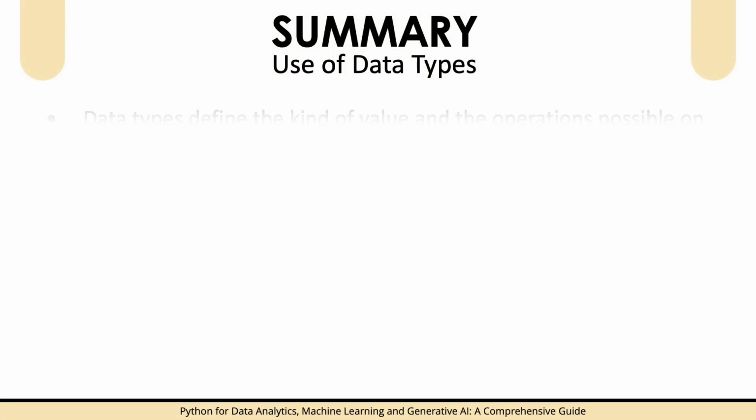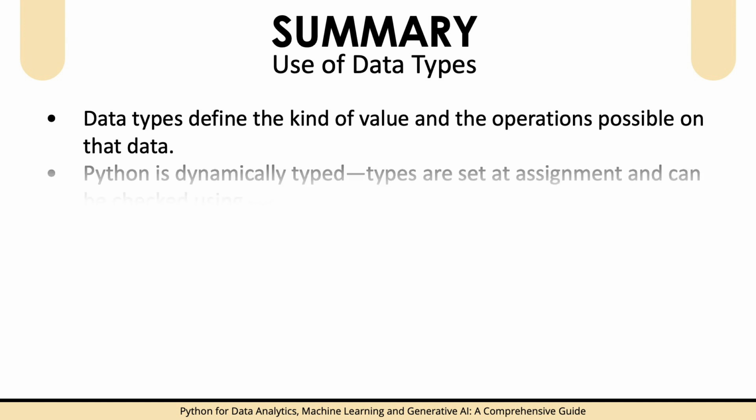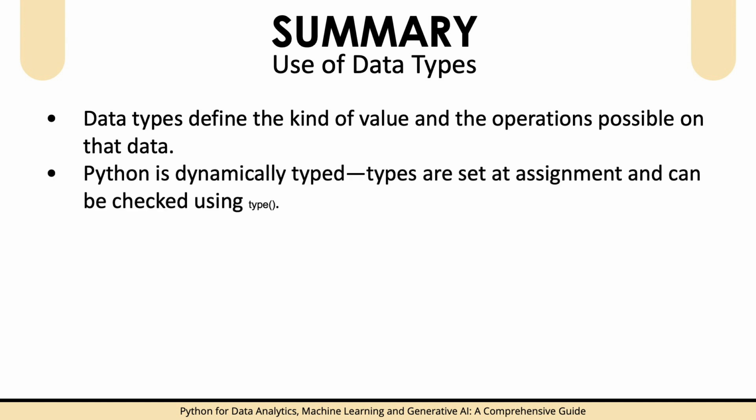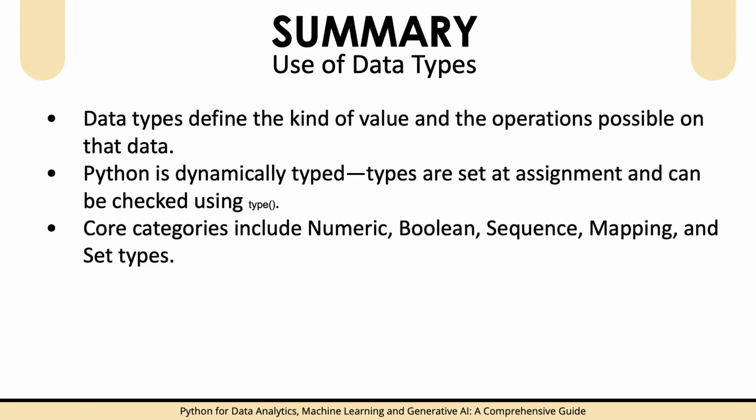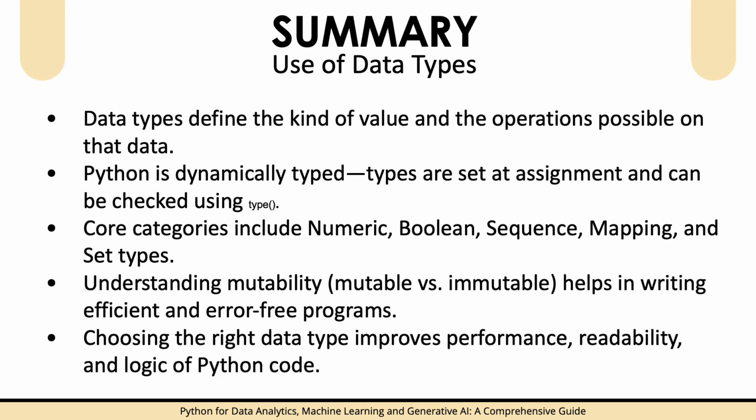In summary, data types tell us what kind of value we are working with and what we can do with it. In Python, the type is set automatically when we assign a value, and we can check it using type. Python has different kinds of data types like numbers, booleans, sequences, mappings, and sets. It's also important to know which types can change and which cannot. By choosing the right data type, our code becomes faster, cleaner, and easier to understand.